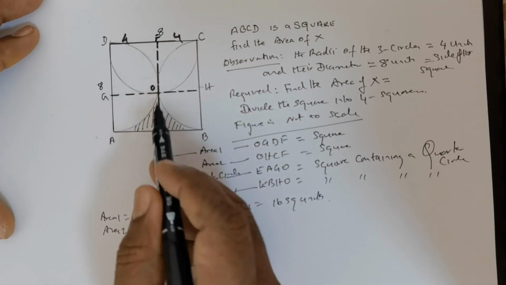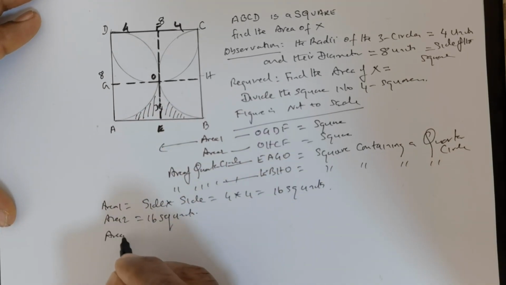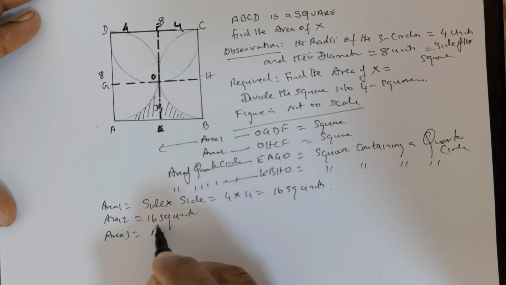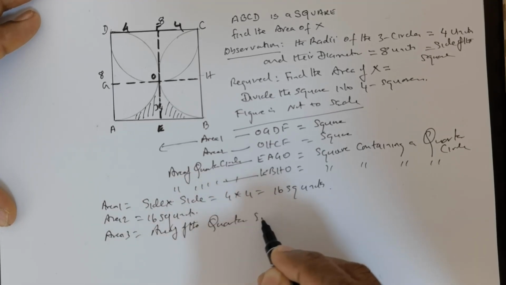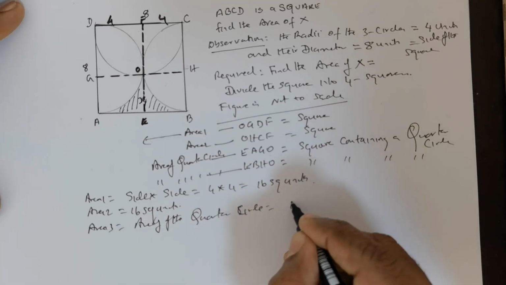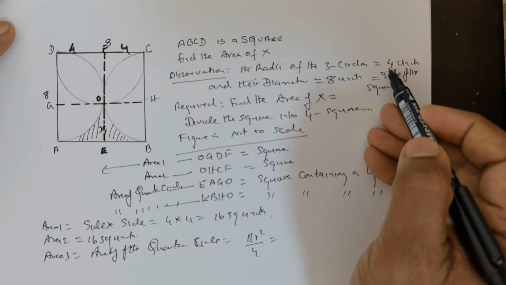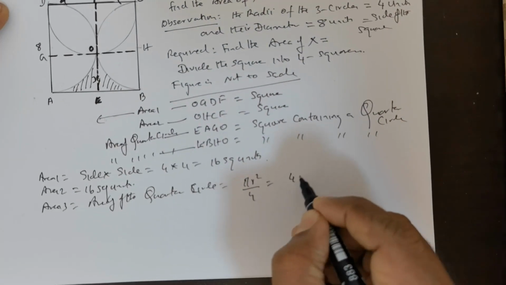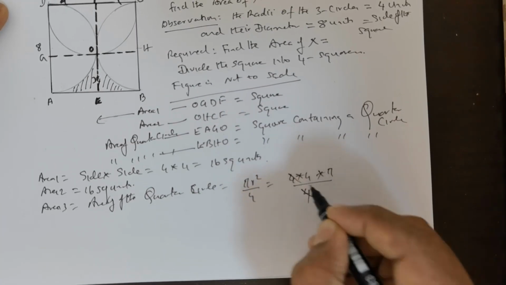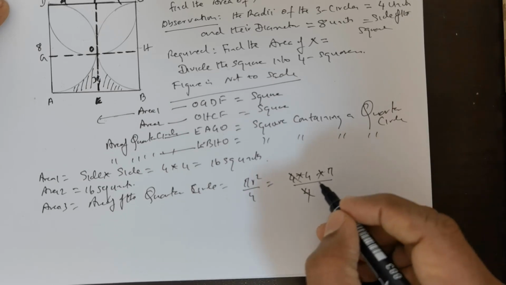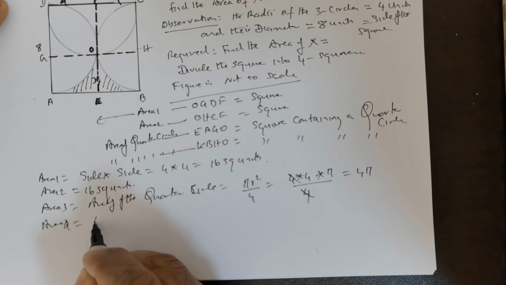Now coming over here, what do you see here? I'm going to calculate the area of area 3, the area of the quarter circle. So what is the area of the quarter circle? Pi r squared divided by 4. I've clearly given you the radius of the circle is 4 units. So this is going to be 4 into 4 times pi divided by 4. 4 and 4 get cancelled, and this is 4 pi. Now area 4 is also going to be 4 pi.